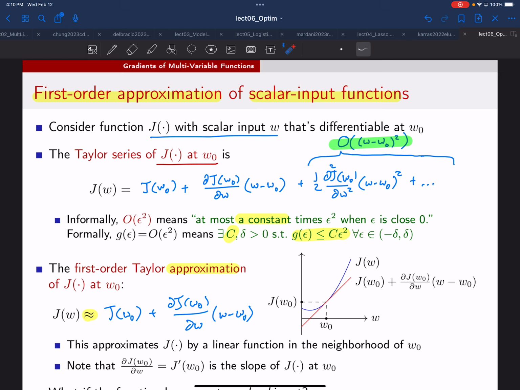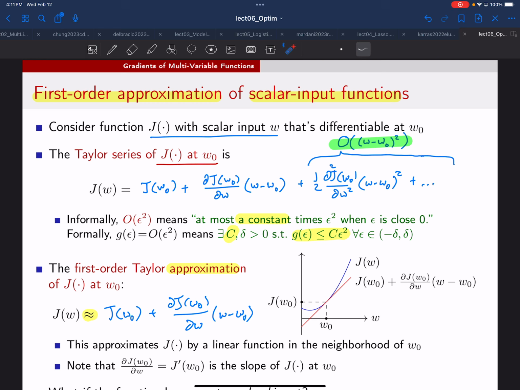So we've been talking about first-order approximations of different functions. First, we looked at scalar input functions. And in this case, maybe we have a function like this. We have a reference point W naught, and we want to get the best linear approximation of that function at that reference point. For this, we can use the Taylor series, and we just truncate the first two terms. All the higher order terms, in the approximation, we drop them.